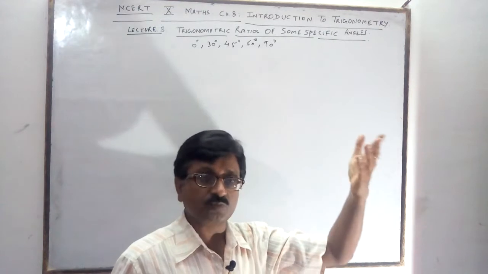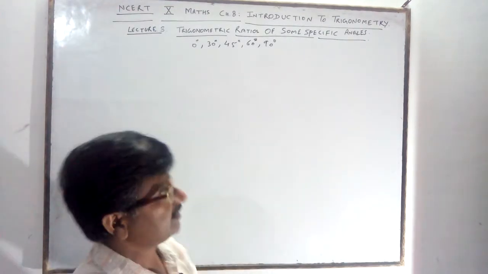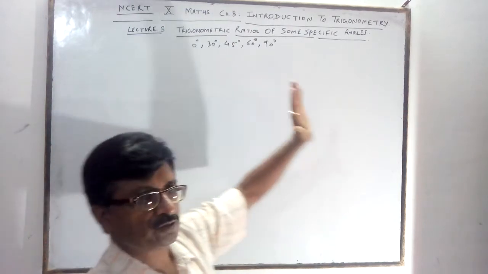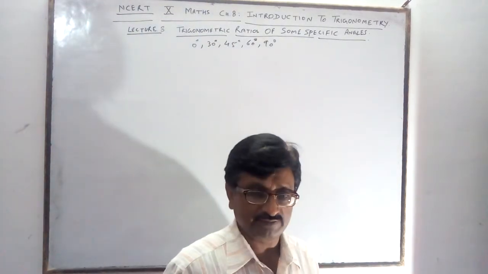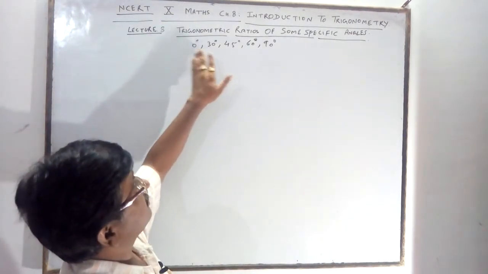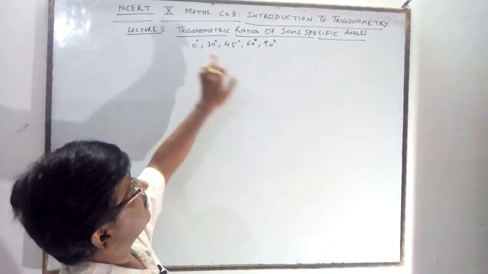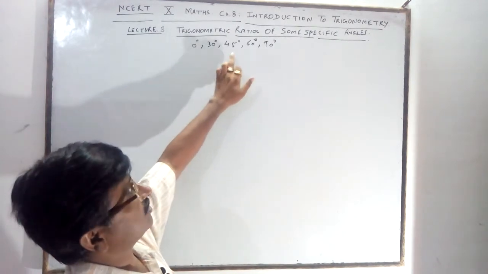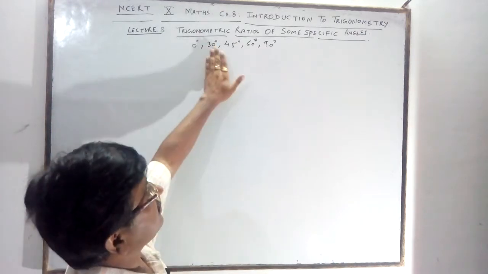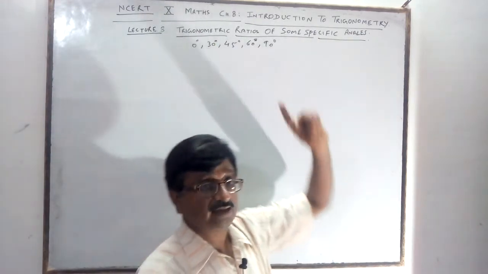In the previous book, when the book was changed, you had already seen there was a log table: 1 degree, 2 degree, degree and minute also were given. But nowadays in this book, you only need to learn 0 degree, 30 degree, 45 degree, 60 degree and 90 degree. How will you get these trigonometric ratios? Only in the right triangle.